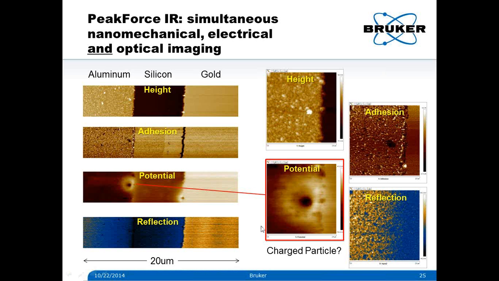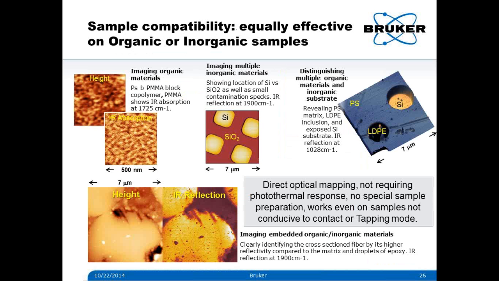So what we look into here is this interesting feature in the potential. So we have in the height channel this little particle here that also shows up in adhesion, but that does not show up much in reflection. But in the potential channel, you have this large crater here. And we think that this is a charged particle that locally changes the potential, the work function of your material. So this is a nice technique. You can combine nanomechanical, electrical, and nano-optical measurements.